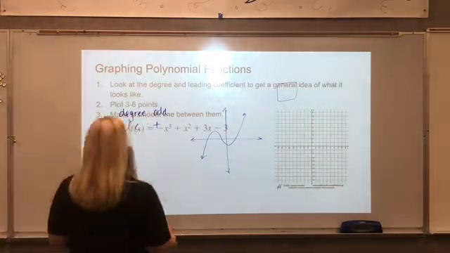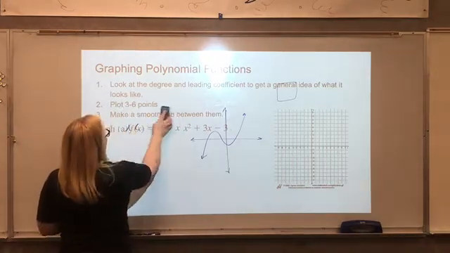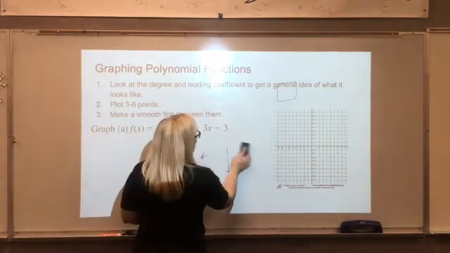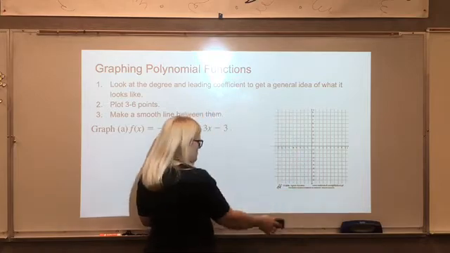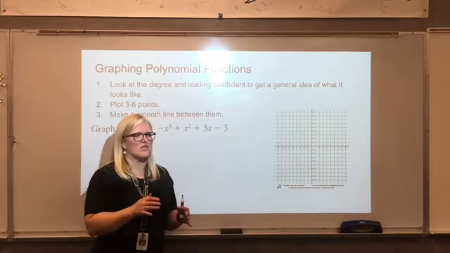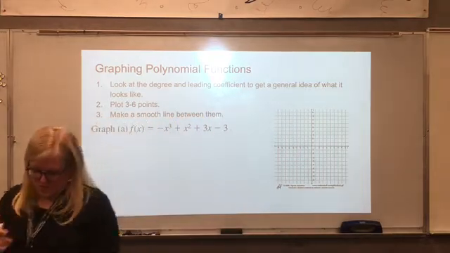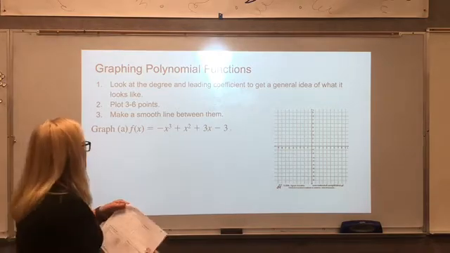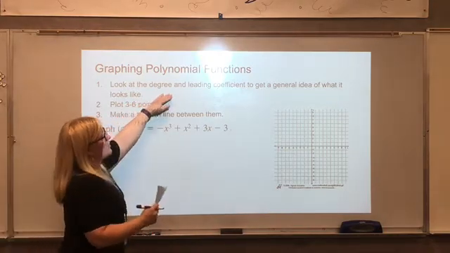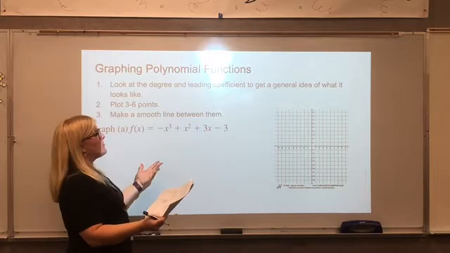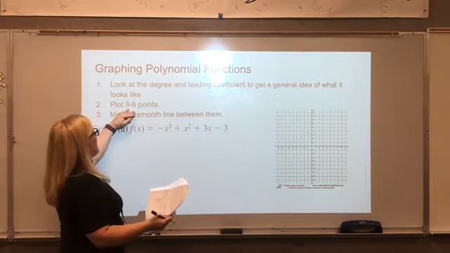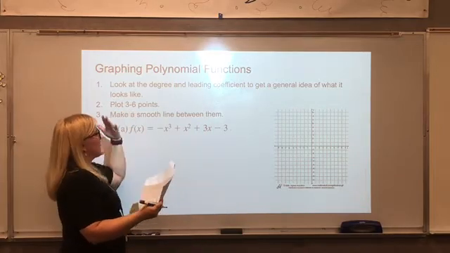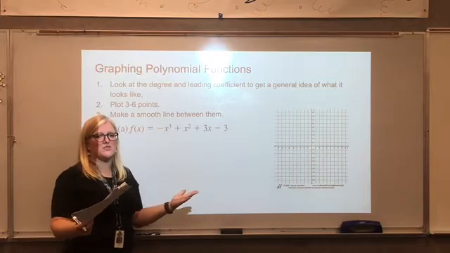So now graphing a polynomial is basically what we were just doing, only we need to plot more specific points. So here are the steps. Look at the degree and the leading coefficient to get a general idea of what it looks like. Then plot 3 to 6 points and make a smooth line. You're just plotting points, really.